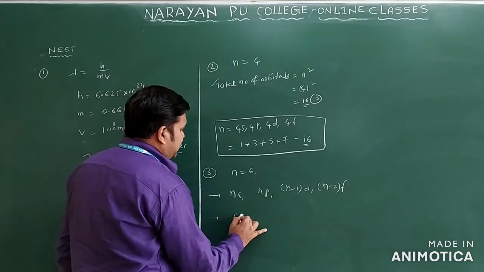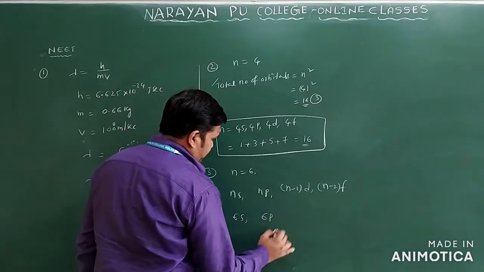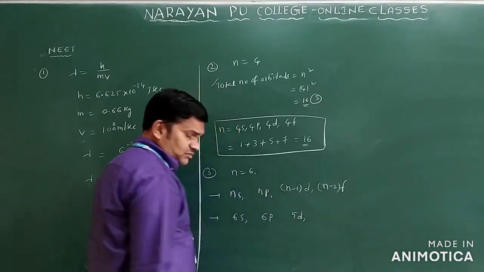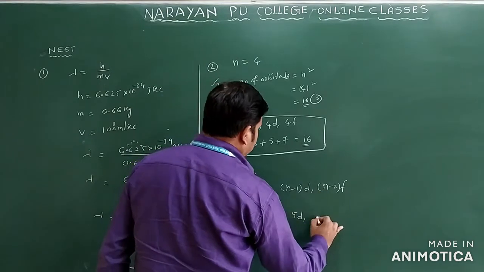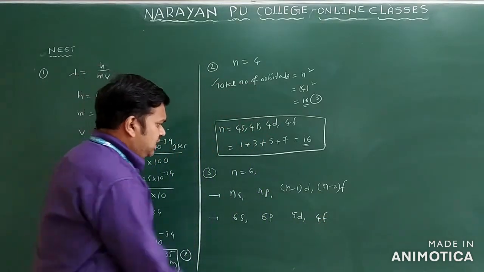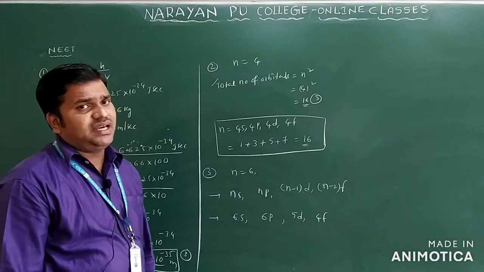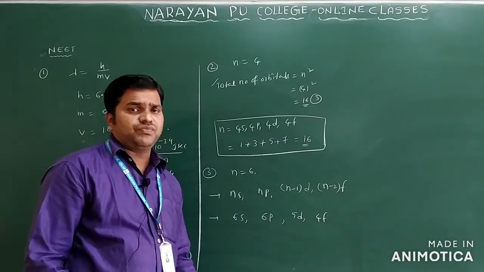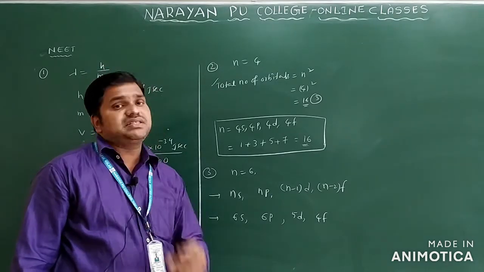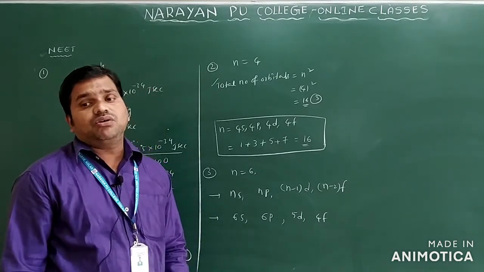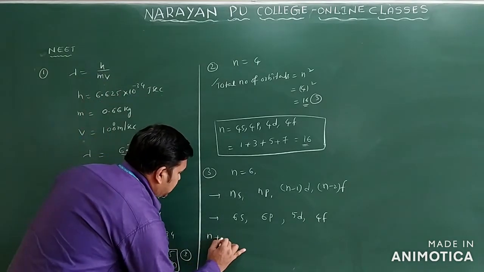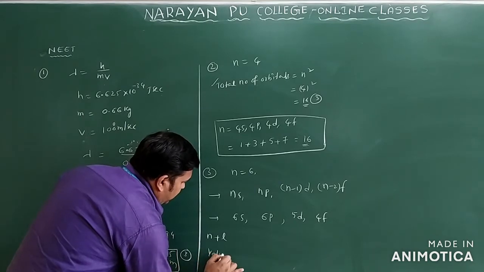Now what is the n value we have? n value 6, I will write it is 6s, it is 6p. Here 6 minus 1, how much? 5d. Here 6 minus 2, 4, means you will get 4f. So 6s is there, 6p is there, 5d is there, okay, and 4f is there. So here the electron enters the orbital with the least n plus l value first. So we want to find out the n plus l value for all these orbitals.